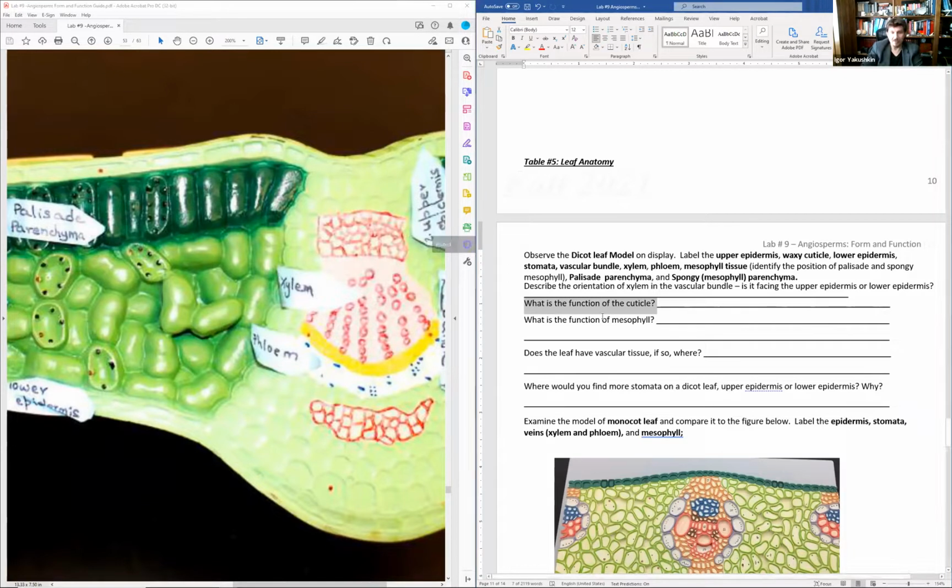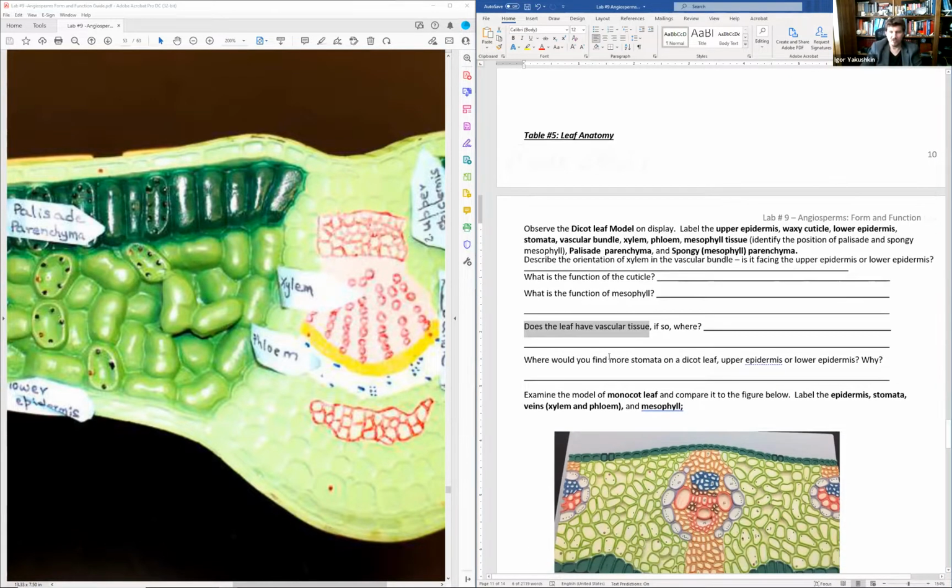What is the function of the mesophyll? Mesophyll is the stuff between the upper epidermis and lower epidermis. So everything: conducting, photosynthesis, storage, all of those particular things. Does the leaf have a vascular tissue? Yes, it has a vascular tissue, the xylem and the phloem, and it will be located where? In the vein. Vein is actually a vascular bundle.